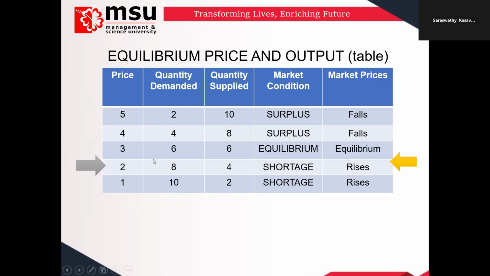And then let's say the price is 1 ringgit, the quantity demanded is 10, the quantity supplied is 2. So the market condition now is a shortage. So the price rises until it achieves the equilibrium price, which is 3 ringgit. If the price is 2 ringgit, the quantity demanded is 8, the quantity supplied is 4. Still, the market condition is a shortage. The market price rises until it achieves the equilibrium of 3 ringgit.